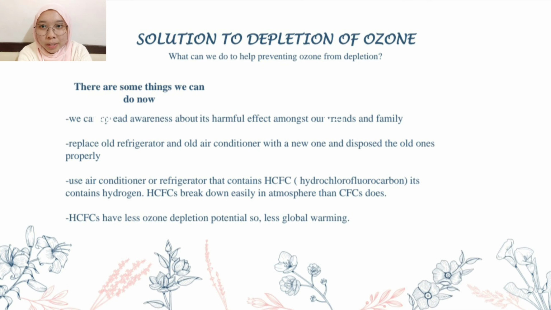Firstly, we can spread awareness about its harmful effects amongst our friends and family. Second, we can replace old refrigerators and old air conditioners with new ones and dispose of the old ones properly. The third one is we can use air conditioners or refrigerators that contain HCFC, hydrochlorofluorocarbon. It contains hydrogen. HCFCs break down more easily in the atmosphere than CFCs do. HCFCs have less ozone depletion potential, so less global warming. That's what we can do to help our Earth.